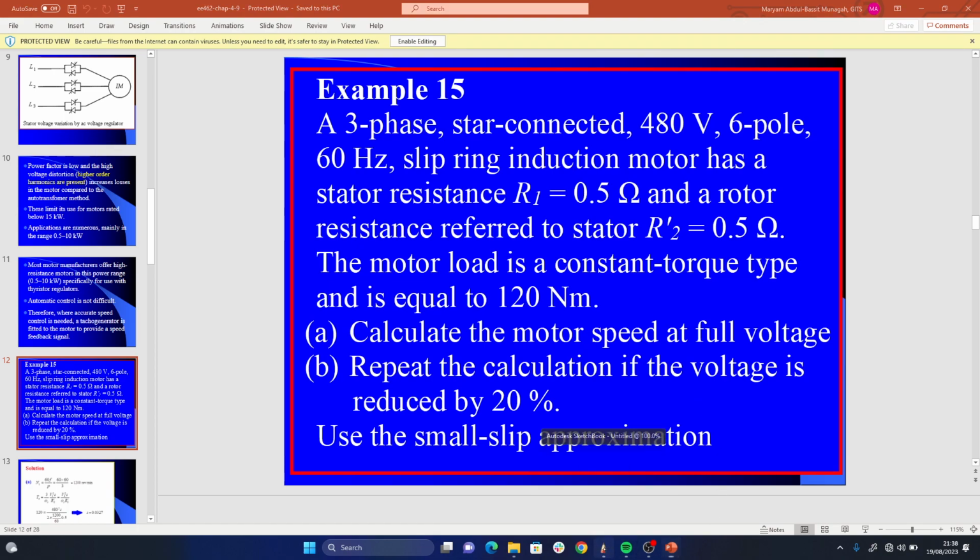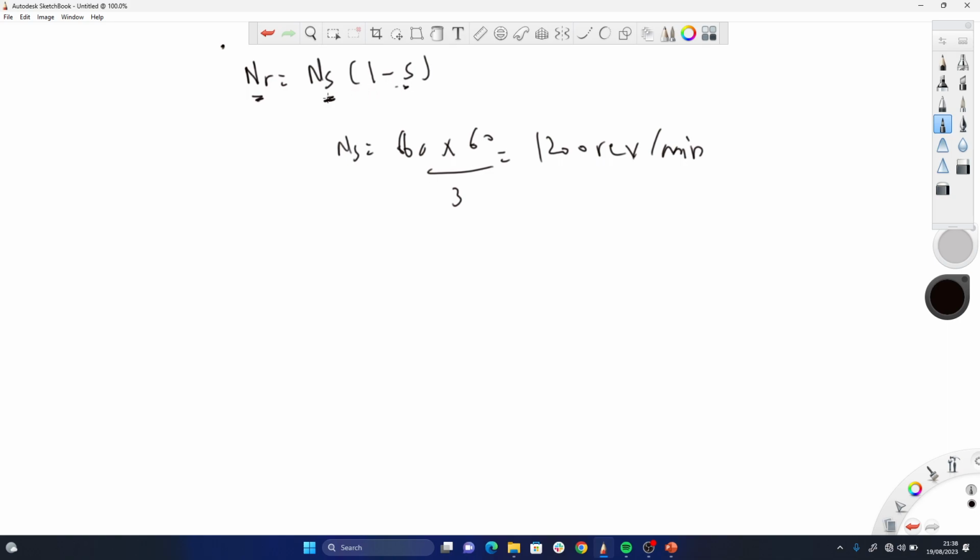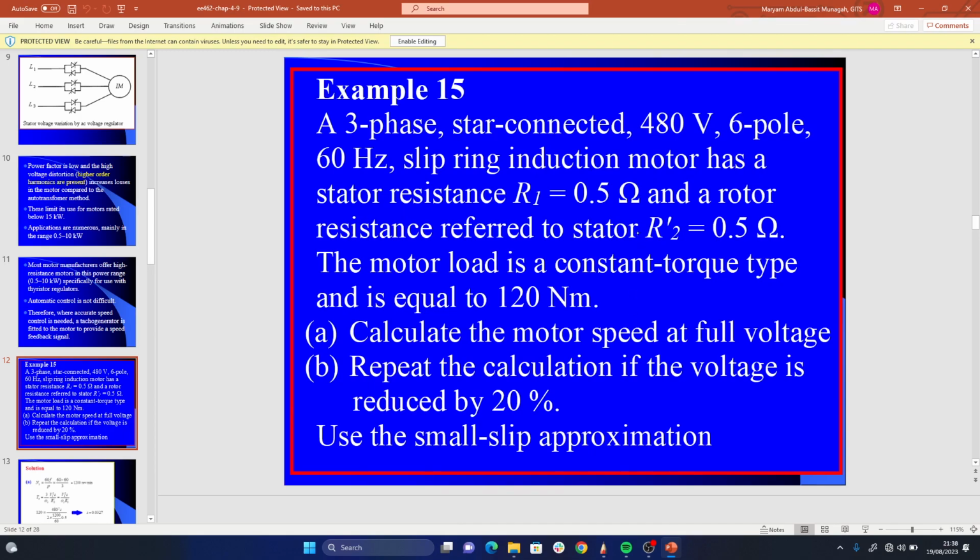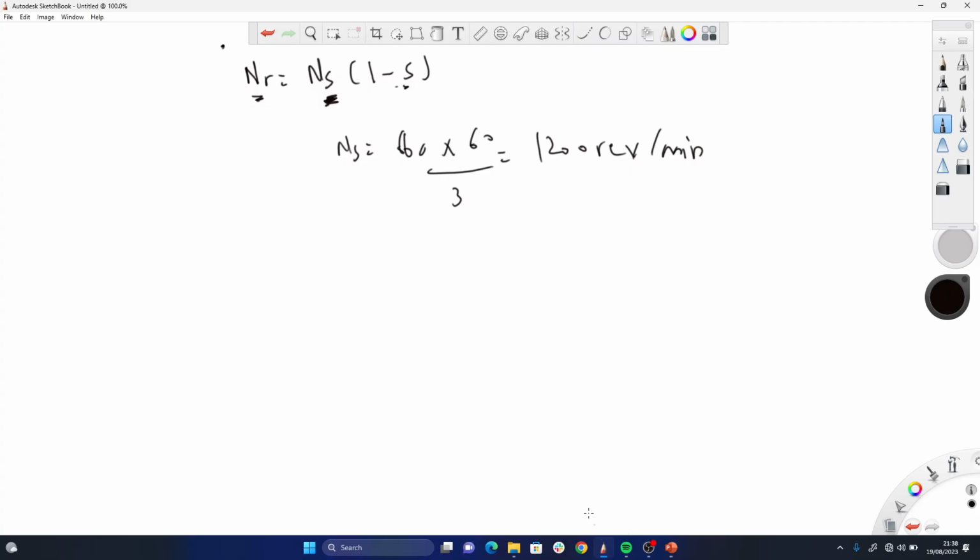Let me also find my slip. Now I have the NS. I have to find my slip, right? Okay. Let's see. Say use small slip approximation. So let's find the formula for small slip approximation.